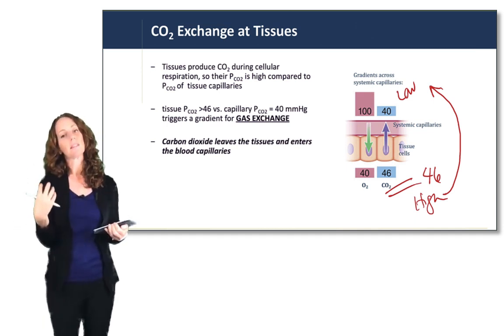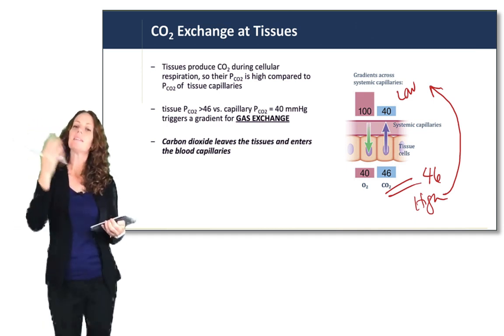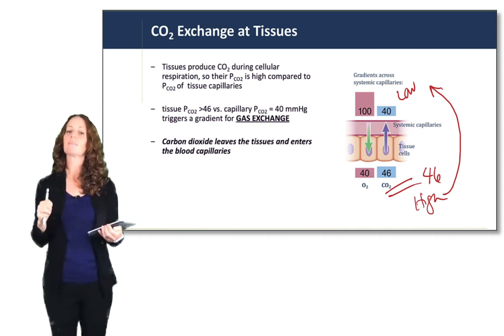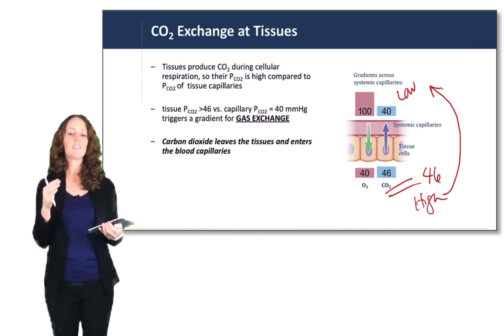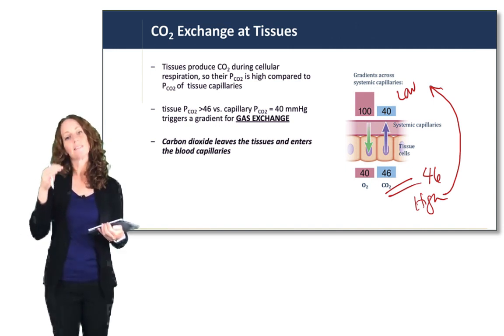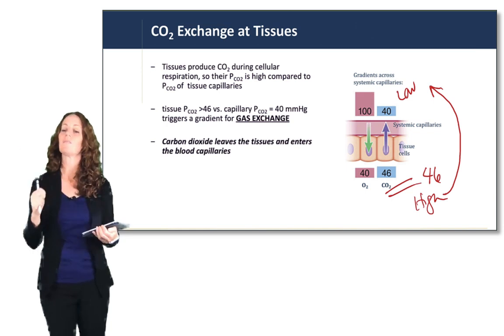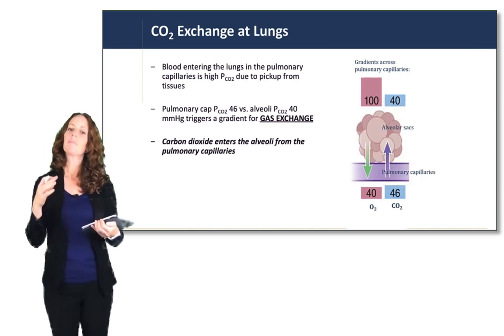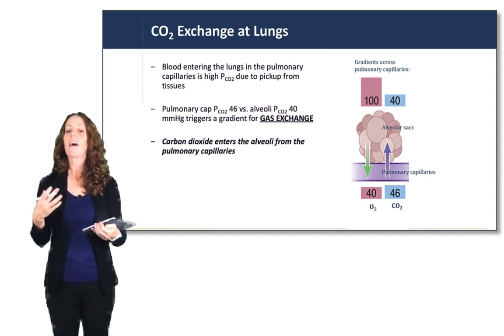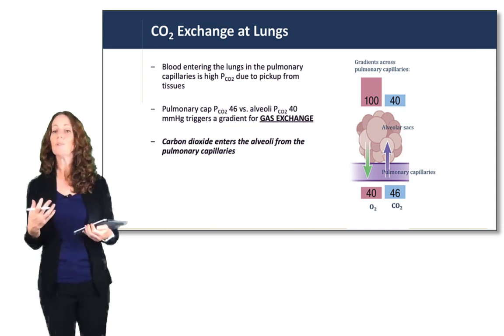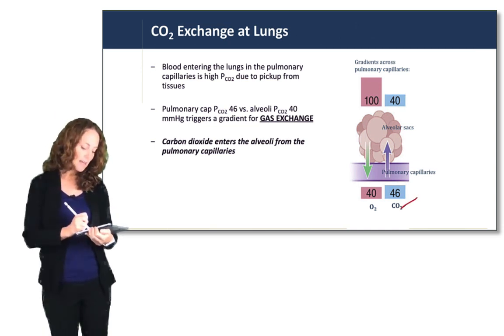The CO2 is going to leave the tissues, diffuse into the systemic capillaries where it can be carried to the lungs. So carbon dioxide leaves the tissues and enters the blood capillaries, but with the 46 to 40 millimeters of mercury pressure gradient. Once in the lungs, that 46 millimeter mercury CO2 is now in the pulmonary capillaries.